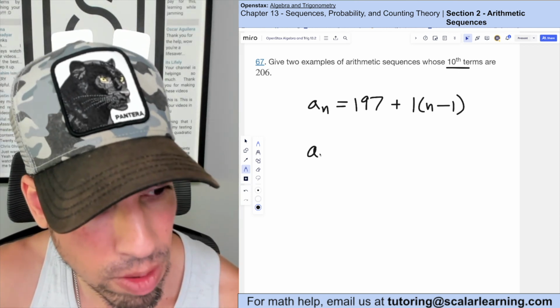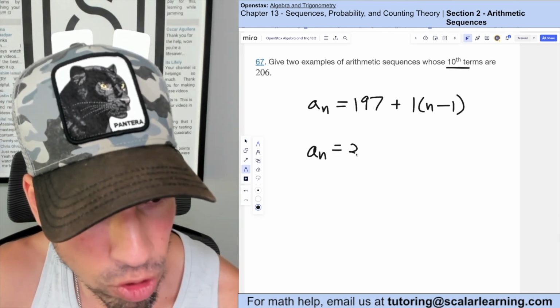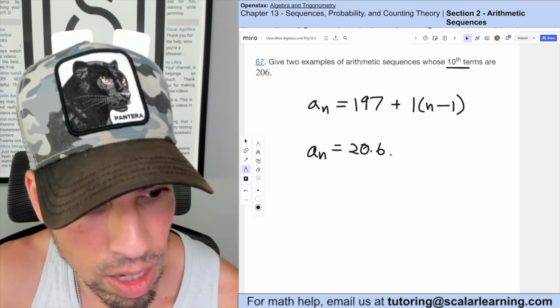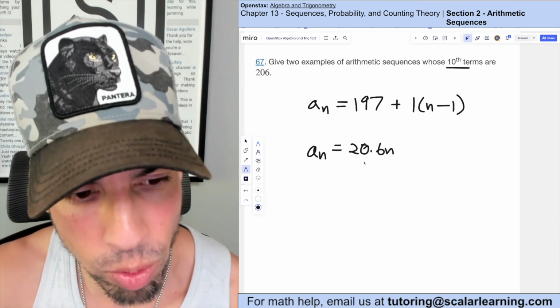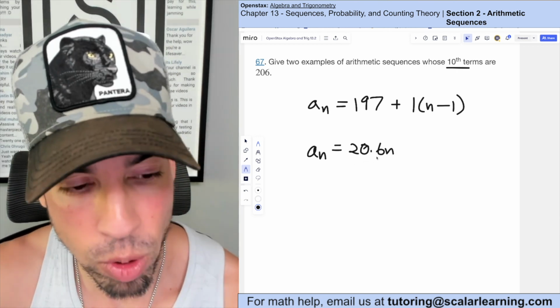Another example that they give in the back of the book is pretty straightforward. We just take 20.6 times n. So my first term would be 20.6. My second term would be 41.2.